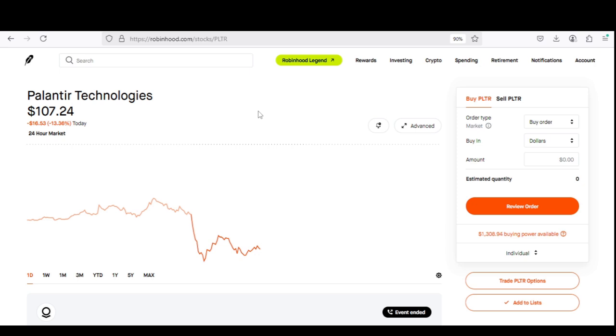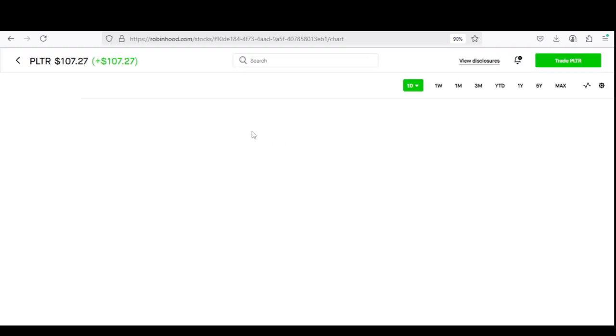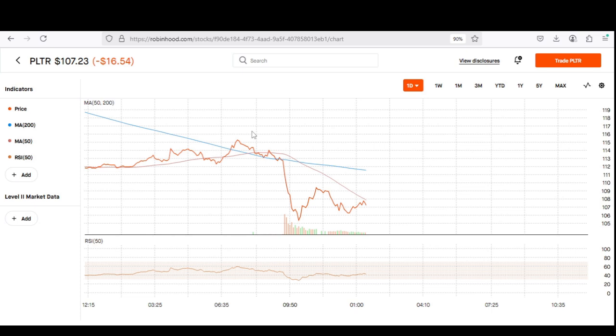Now, before we get into Palantir Technologies, we're going to do some simple basic due diligence. To get started, we're going to go to the Robinhood Advanced feature right here. Now, full disclosure, I do not own Palantir in my portfolio. The reason for that is that I believe Palantir is an extremely good company. However, I think the stock is way too volatile.